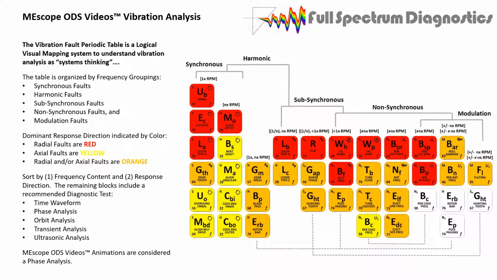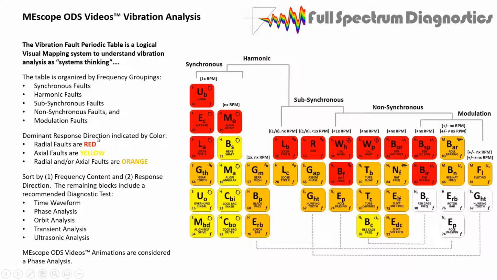As we've talked about a couple of times before, this is the vibration fault periodic table. It's a logical visual mapping system to understanding vibration. You might not be a completely expert in vibration analysis, but it gives you a roadmap to follow. So it's grouped by frequency groupings: synchronous, harmonic, subsynchronous, non-synchronous, and modulation. These are our frequency groupings here. So there's 5 of those.